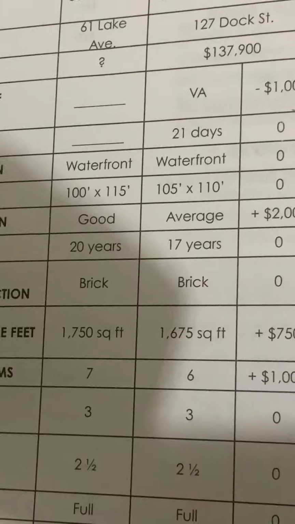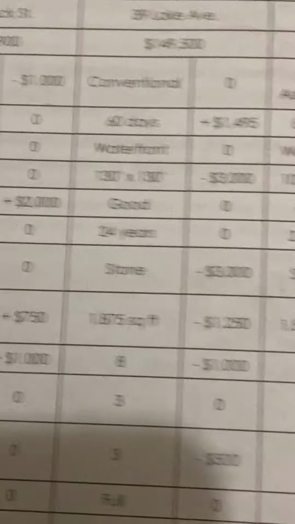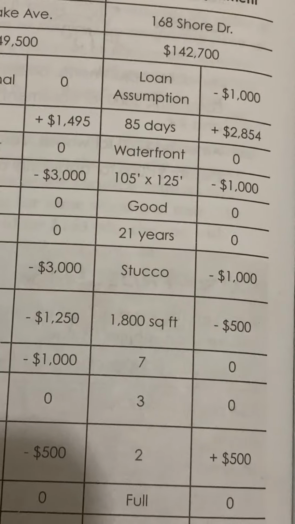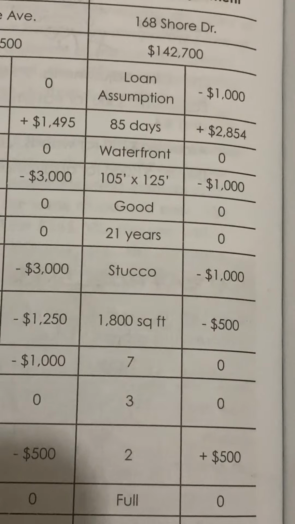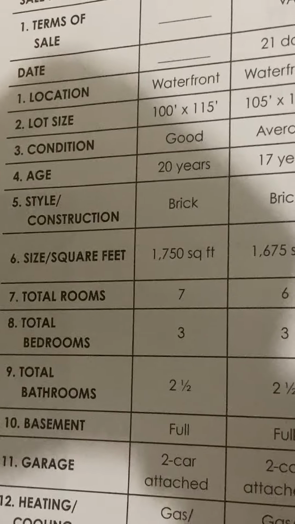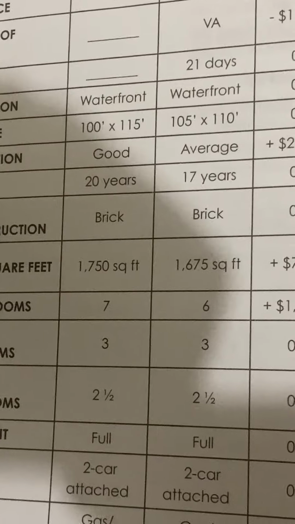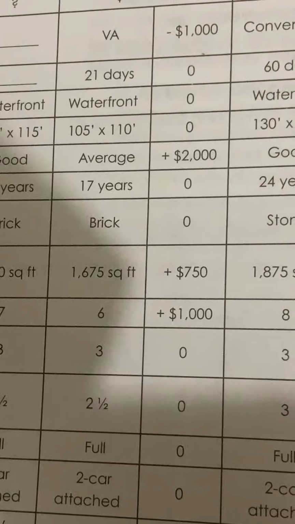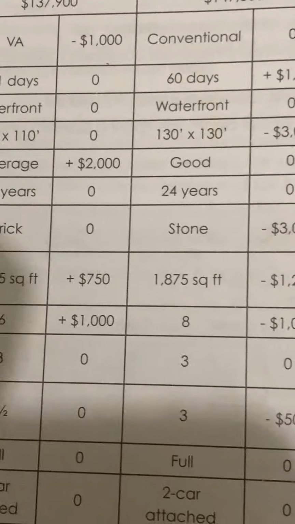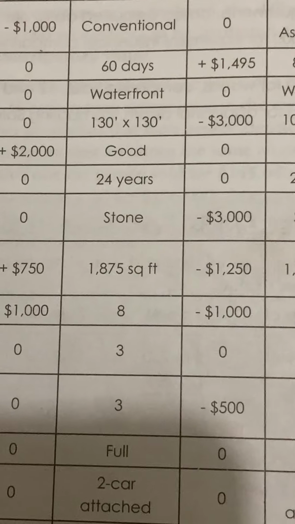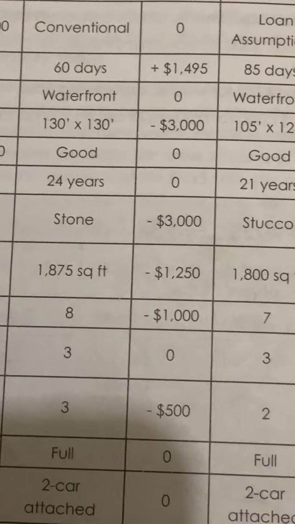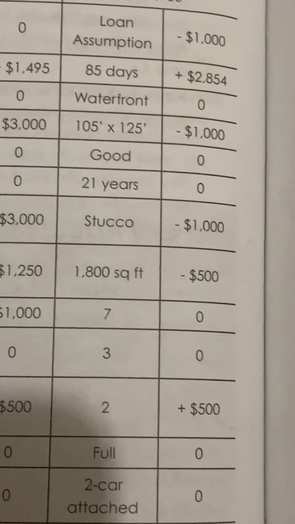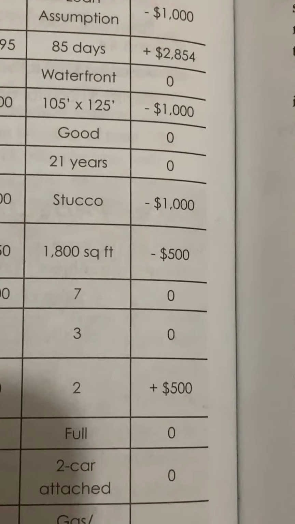Style and construction. The subject's brick. Comp 1's brick, no adjustment. Comp 2 is stone, so make a $3,000 downward adjustment. And Comp 3 has stucco walls, so make a $1,000 downward adjustment. Size in square feet. Subject is 1,750 square feet. Comp 1 is 1,675 square feet, so make a $750 upward adjustment. Comp 2 is 1,875 square feet, so make a $1,250 downward adjustment. Comp 3 is 1,800 square feet, so make a $500 downward adjustment.